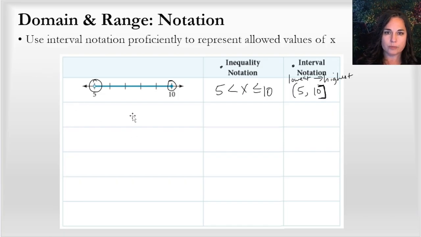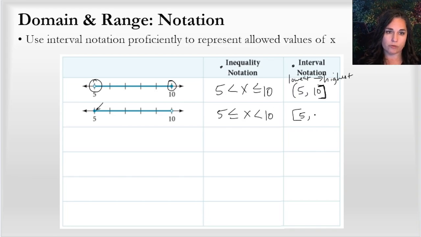I have a few more examples here just to keep practicing. Let me get rid of this. So we switched it around. Now it can equal 5 and it can't equal 10. So we'll go 5 less than or equal to x less than 10. And I would just change those around. It can equal 5, but it can't equal 10. So I get a square bracket next to the 5 and a parenthesis next to the 10. Okay.